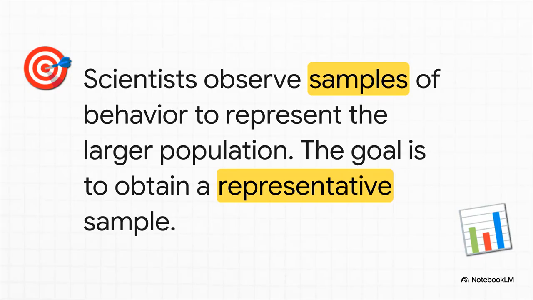And the solution, the secret sauce, is sampling. See, instead of trying to see absolutely everything, scientists get smart about it. They strategically choose what, when, and where they're going to observe. And the whole goal is to capture a small slice of behavior that's actually representative of the much larger picture.